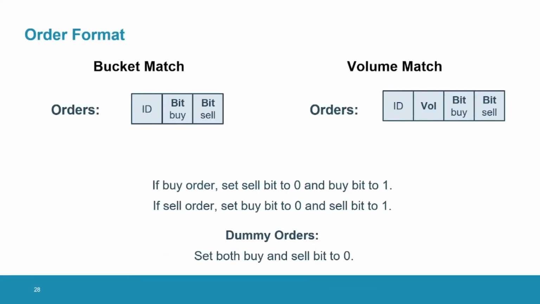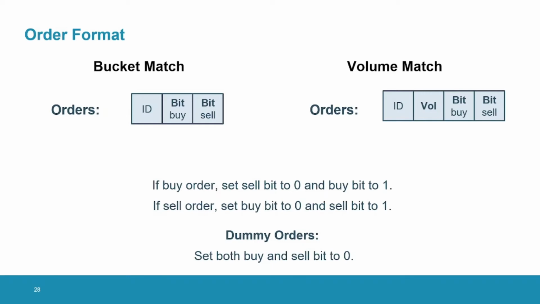Now we'll look at the order format, and we'll see which information is contained in the orders for both of the algorithms. Notice that this information is all in secret shared form, so it will all be private. Now, for both the bucket match and the volume match, there's this ID, which is the identity of the person who submitted it.